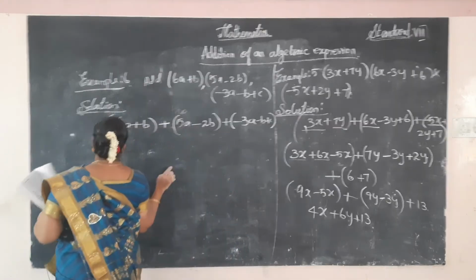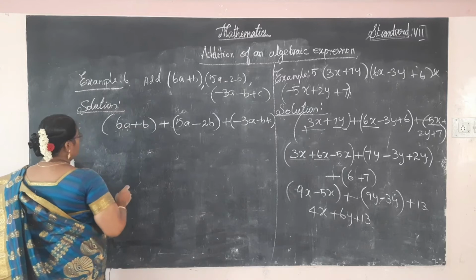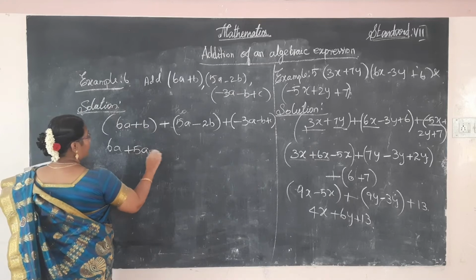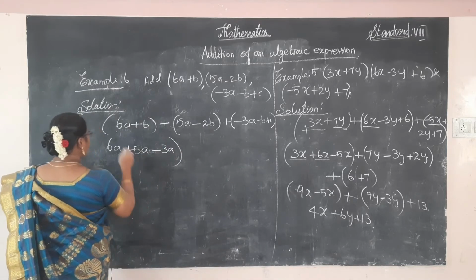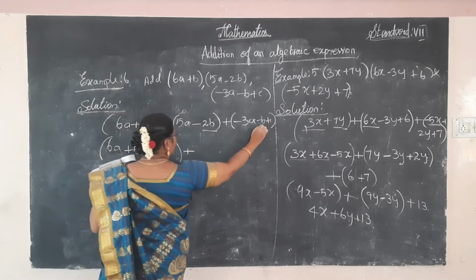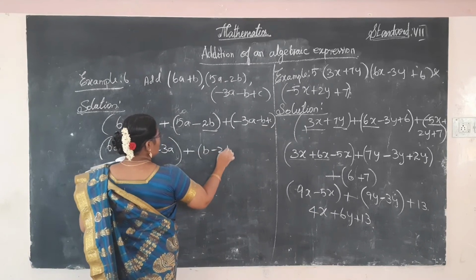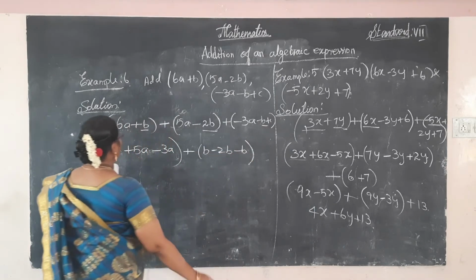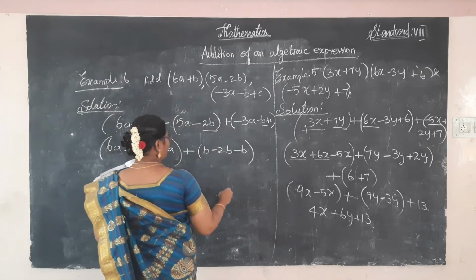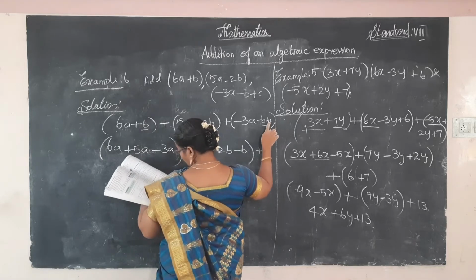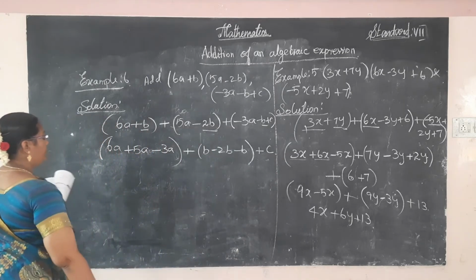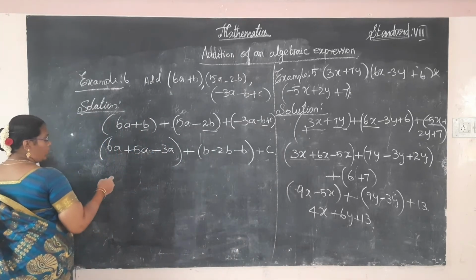Now arrange the like terms. From the first expression 6a, from the second 5a, and from the third minus 3a. And next, the like terms b minus 2b minus b. The first two expressions do not have a constant term, and in the third the only other term is c, a variable, not a constant term.